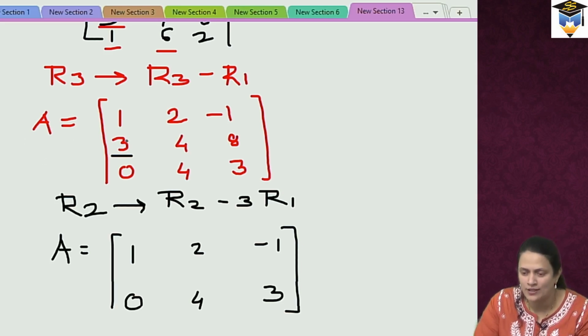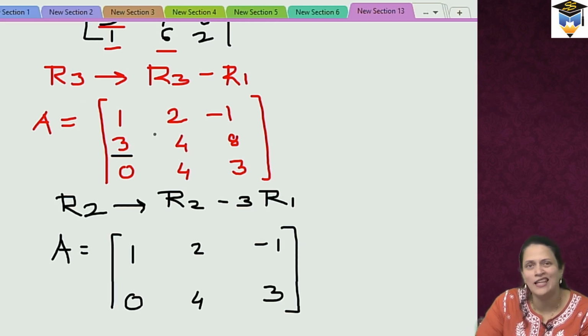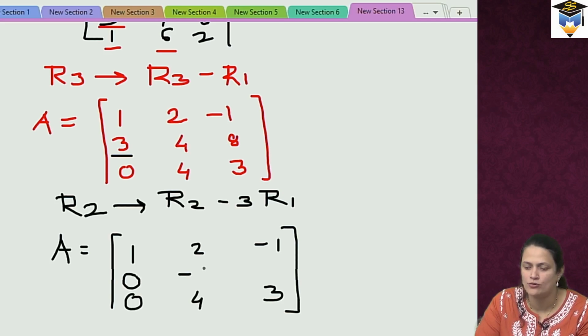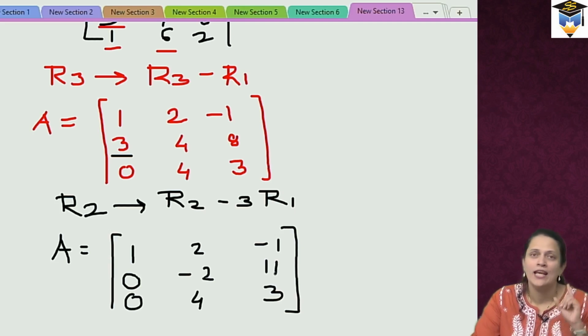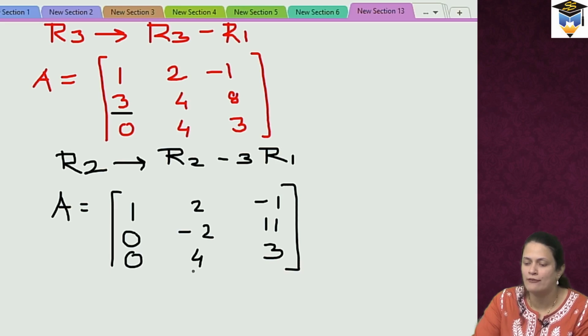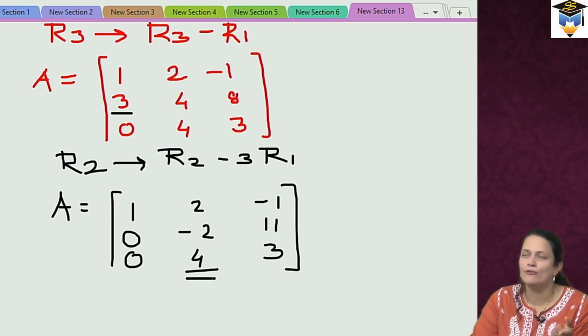So now 3 minus 3 into 1, so the answer is going to be 0 over here. Next, 4 minus 6 is minus 2. Next, 8 minus 3 into minus 1 becomes plus 3, so 8 plus 3 is 11. Now there is only a single element that is left in order to convert this particular matrix into an upper triangular matrix. So that means we have to convert this to 0.